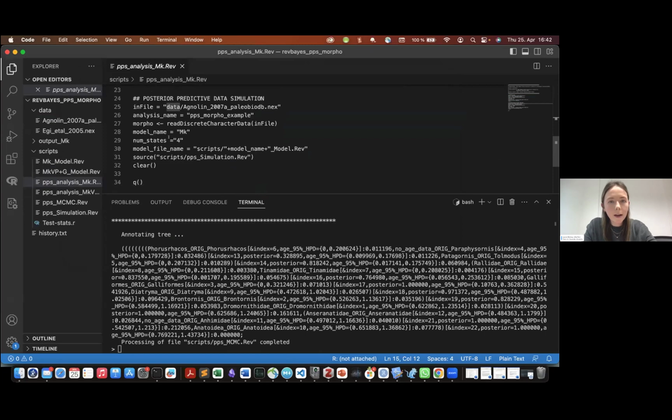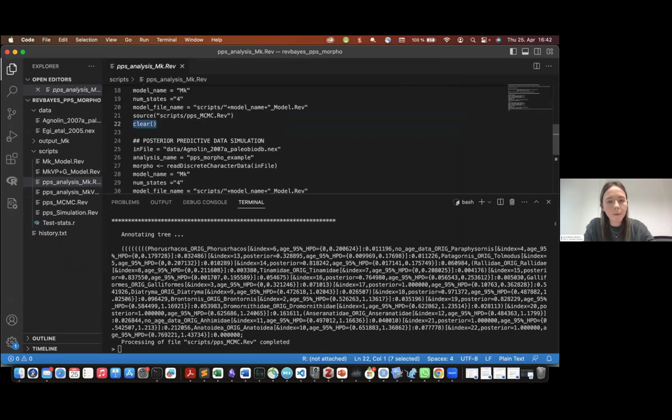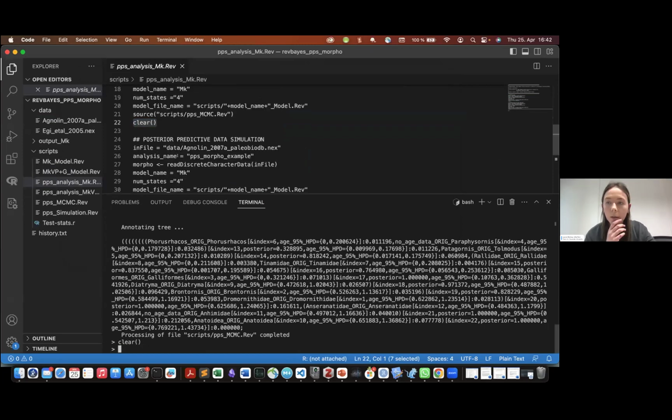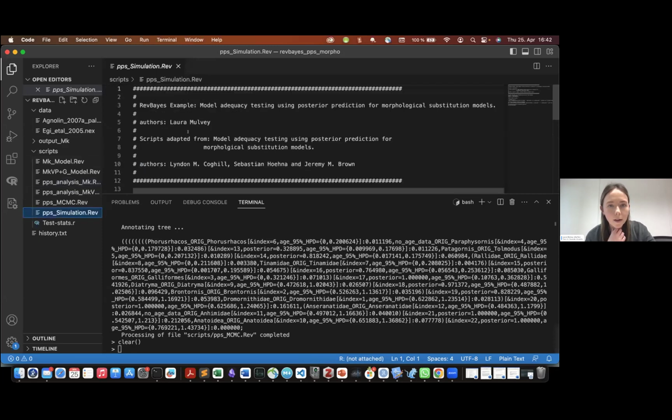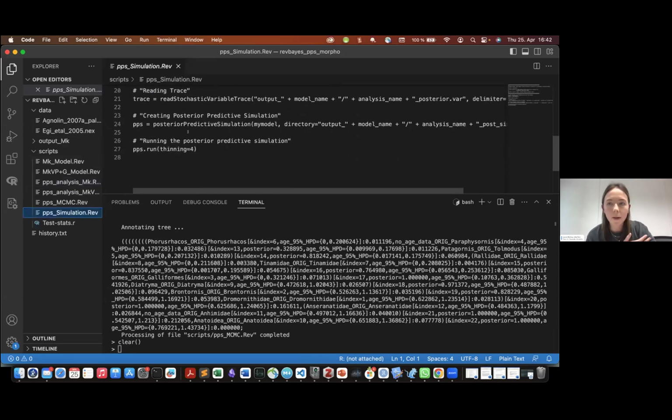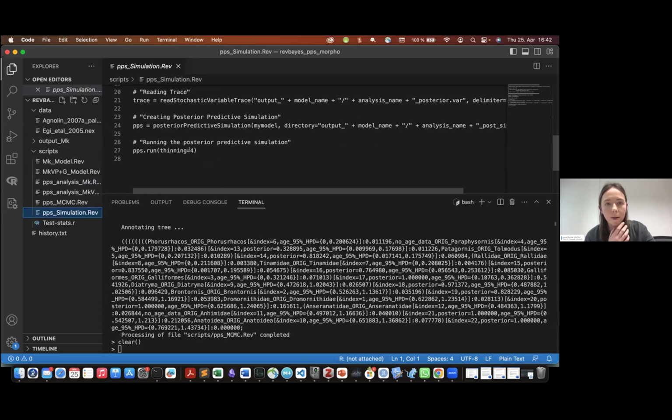And then in the next part, we want to do our simulations. We want to simulate our data sets. And in this file, the main thing that you might be interested in changing is this parameter here. It tells you how many data sets you want, based on how many trees are in your .var file, which depends on how much you sampled from your posterior.